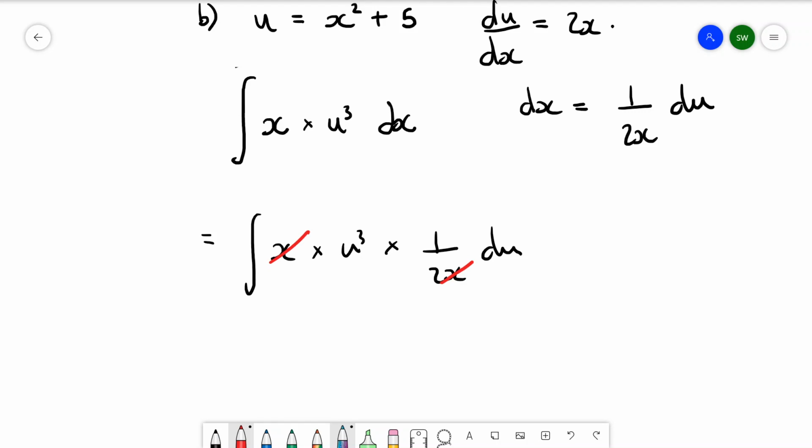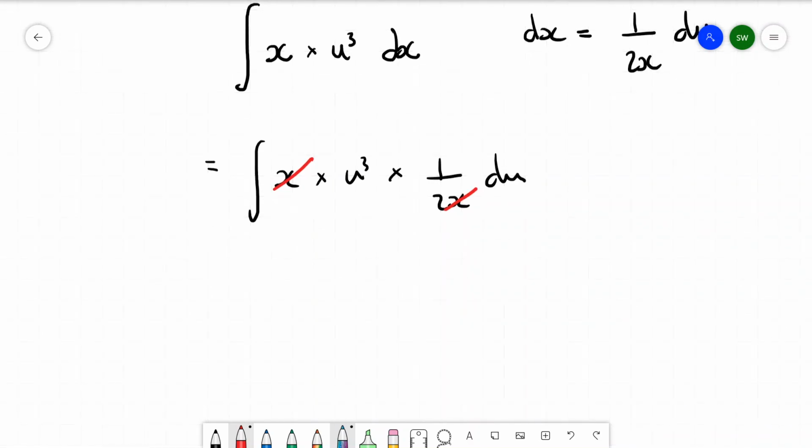And you'll know that you've used the wrong substitution in this exercise if you can't cancel the x's. In this exercise, you will always be able to cancel the x's so that you end up with a nice integral where you've just got things in terms of u. So here we're going to have, let's just write this out, a half u cubed, because we've still got that half there, du.